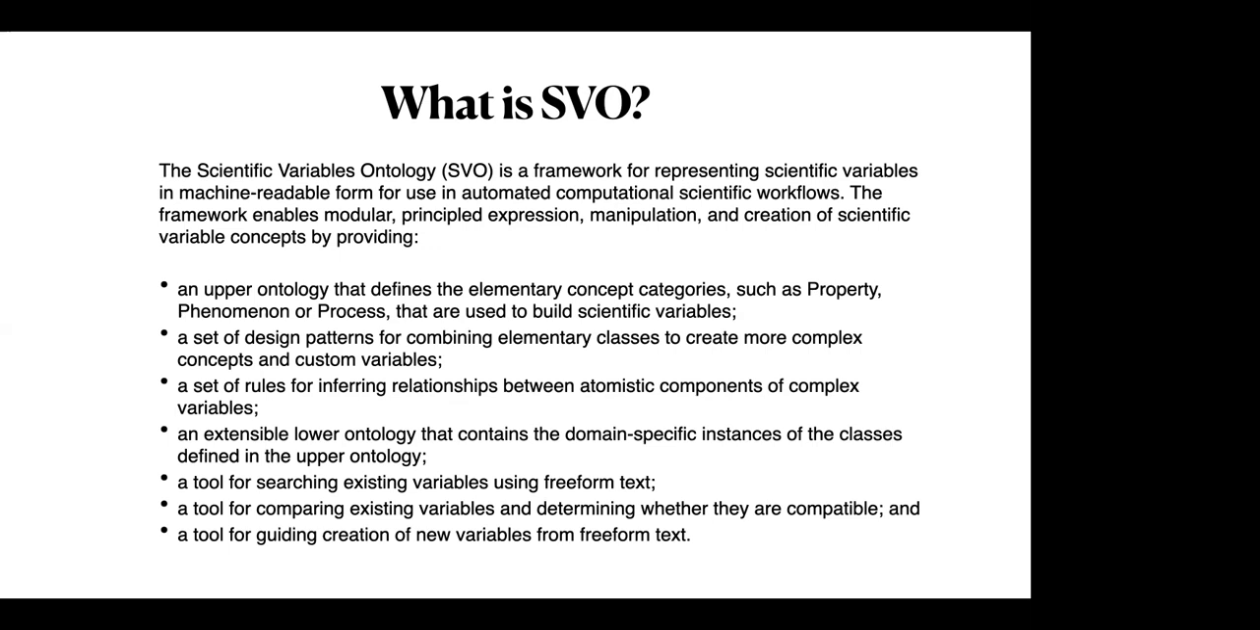And lastly, we have three tools that you can use with SVO. The first is to search for existing variables that are already represented in the ontology. So we have indexed a lot of the climate and forecasting variables, as well as the CSDMS standard names and the NWS parameter codes into SVO form. So those are available for you to search. We also have a tool for comparing the existing variables that are represented and determining whether they are similar and in what ways they might differ. And we're also working on a tool for guided creation of new variables from freeform text.